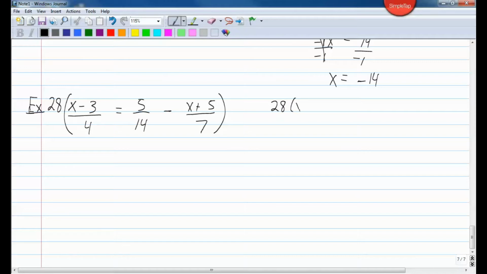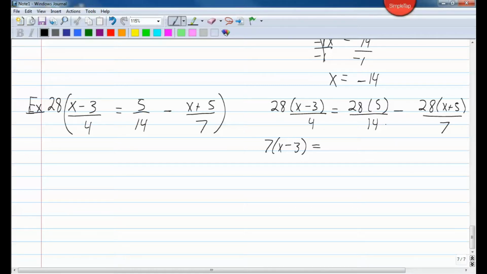So I have 28 times x minus 3 over 4 equals 28 times 5 over 14 minus 28 times x plus 5 over 7. Now some of you may want to do like I did last time and just divide by the denominator first on each one. But again, I don't like to skip steps if it doesn't slow me down too much. So 28 divided by 4, that's 7 times x minus 3 equals 28 divided by 14 is 2 times 5 minus 28 divided by 7, so it's going to be minus, don't forget that minus sign, that's important, 4 times x plus 5. Alright, so now I've gotten rid of all the fractions.